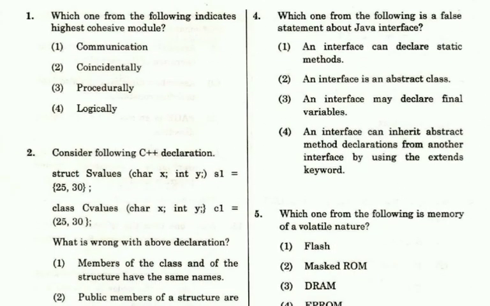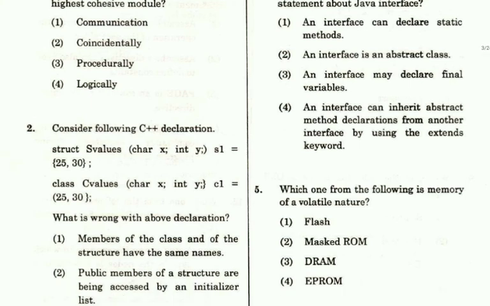Which one from the following is a false statement about the Java interface? Java interfaces cannot have instance variables. However, all variables in an interface are by default public static final. So the incorrect part of the statement is that it suggests interfaces may declare final variables while in reality they must be final. So here the correct answer is option 3. An interface may declare final variables. So it is the false statement. Option 3 is the correct answer.